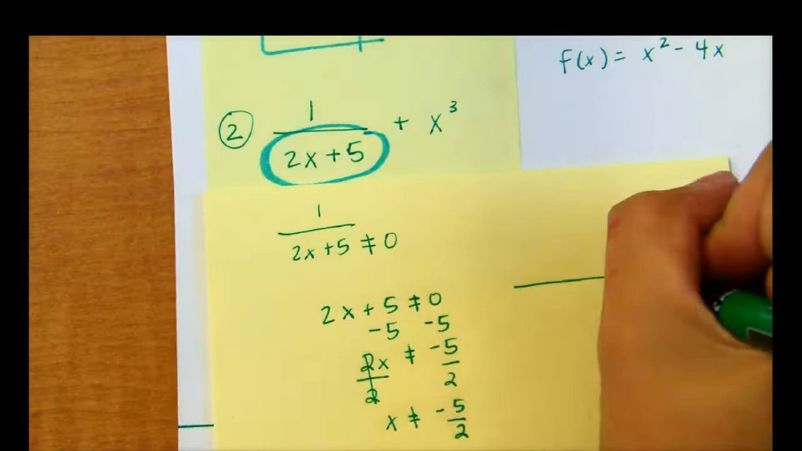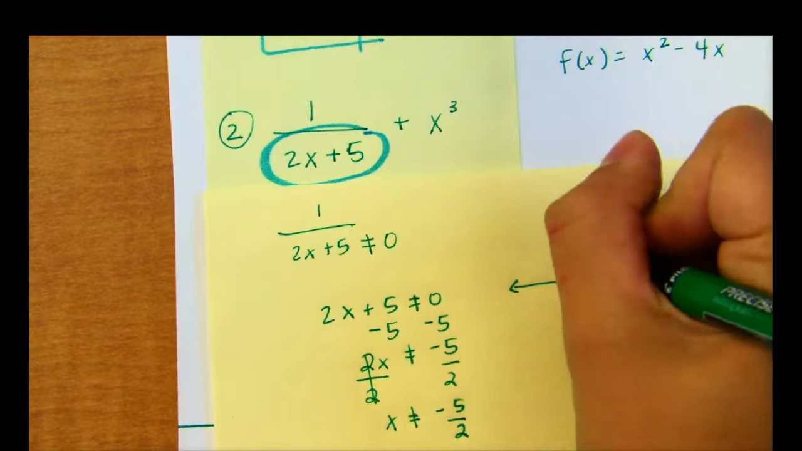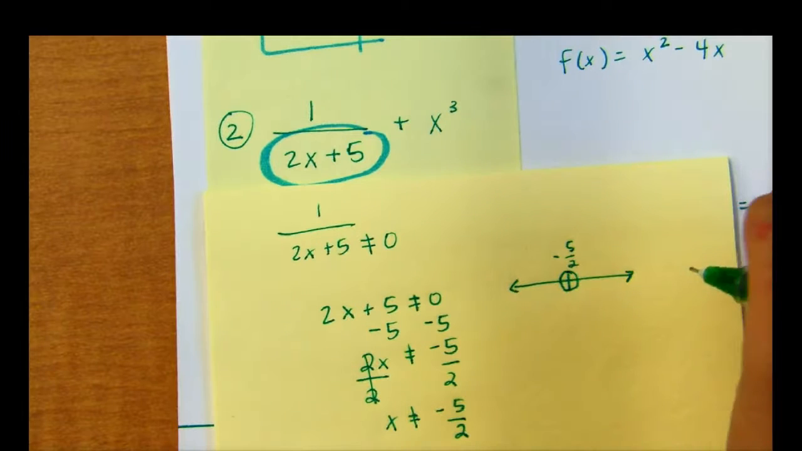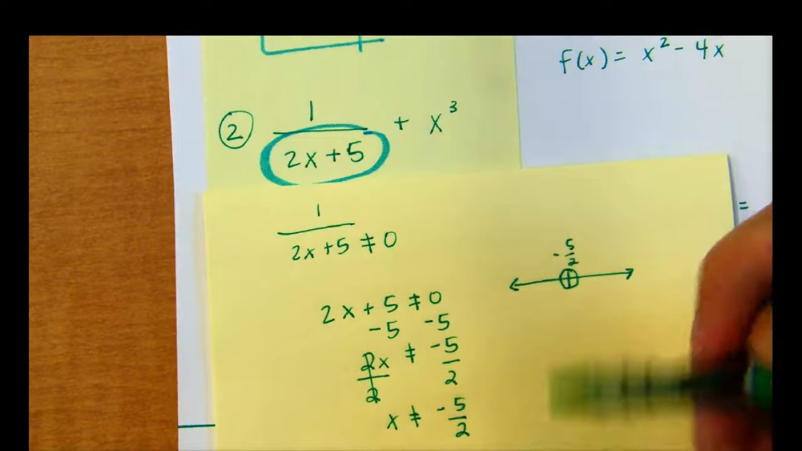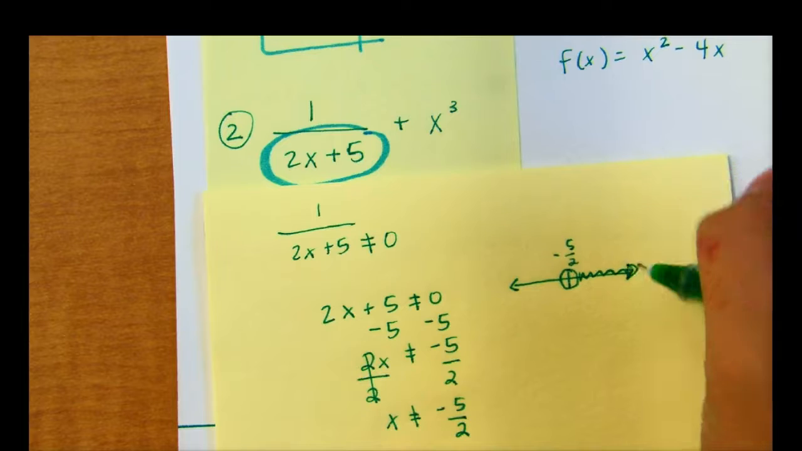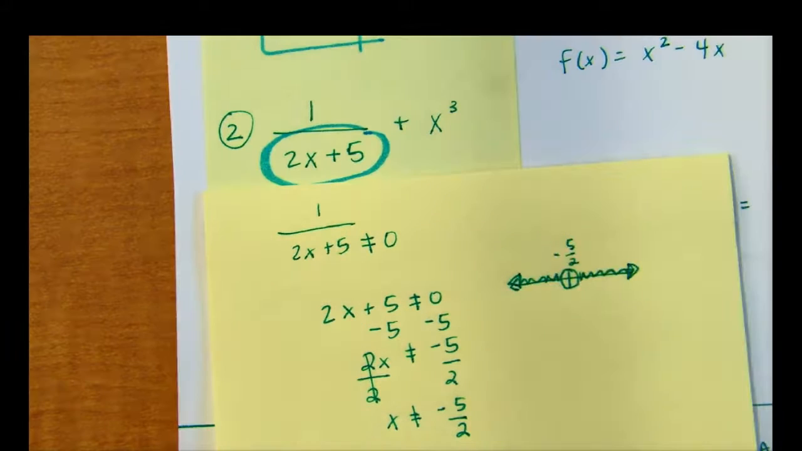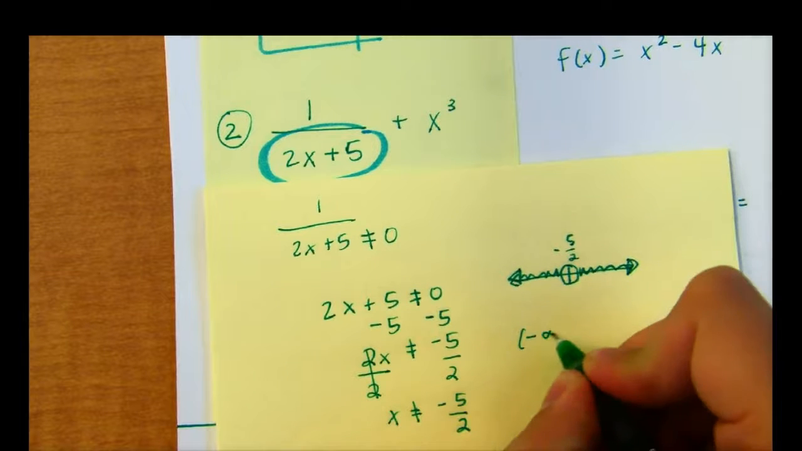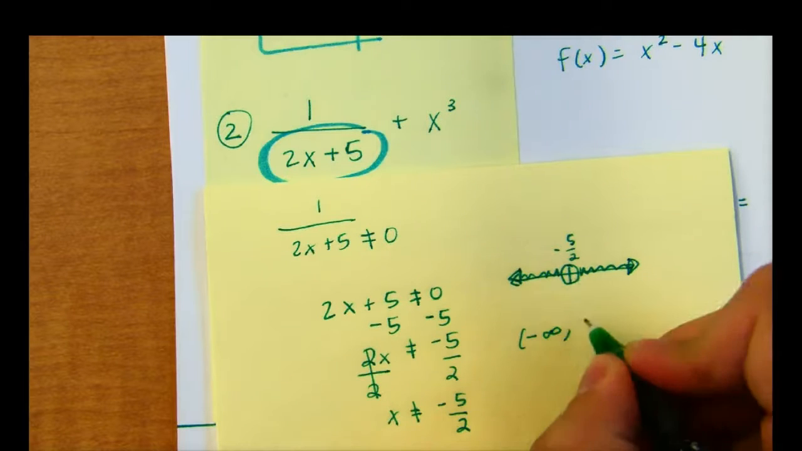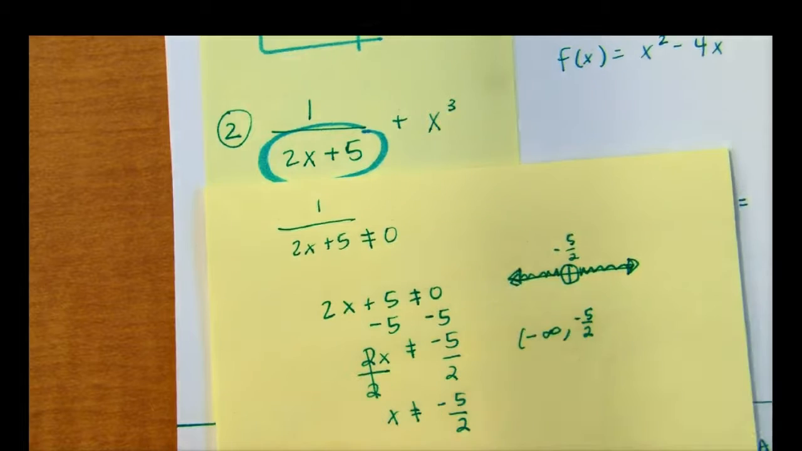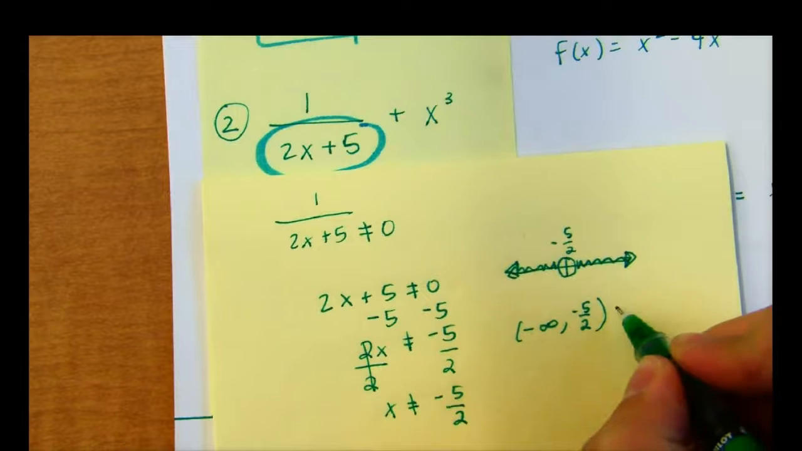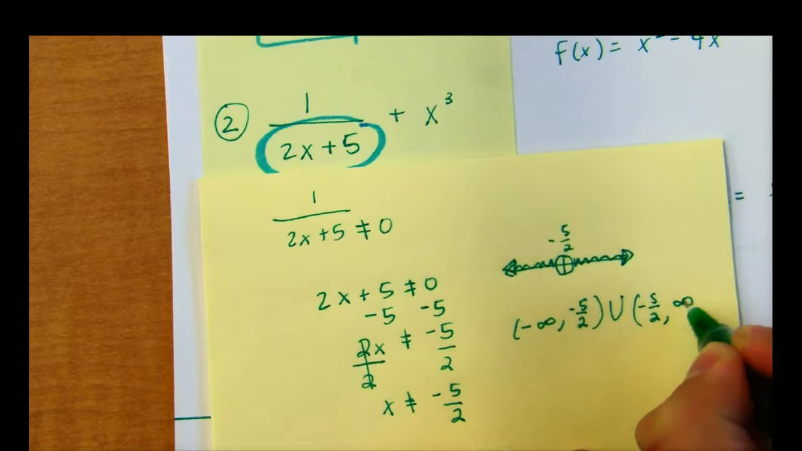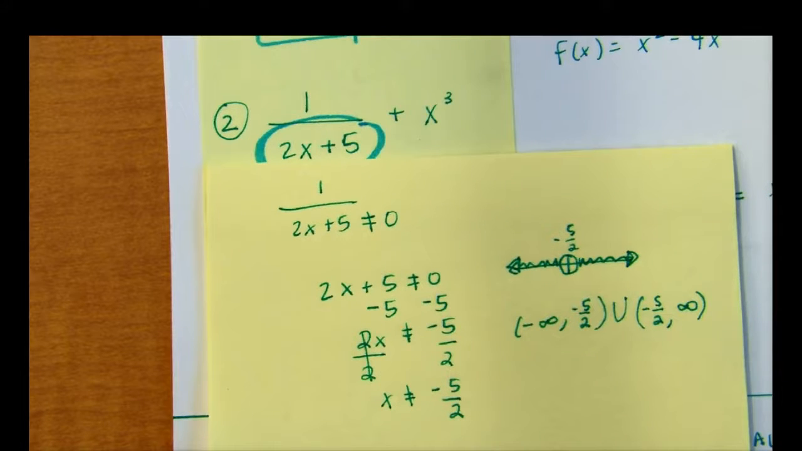Well, if I graph this on a number line, here's negative 5 over 2. If x cannot equal negative 5 over 2, I'm going to put an open circle. However, x can equal anything else, just not this one value. So I'm going to shade to the right and to the left. When I write this in interval notation, my solutions start at negative infinity and go to this solution, negative 5 over 2. Since it's an open circle, it gets a parenthesis, union, and then they start up again at negative 5 over 2 and go to infinity. So that would be my interval notation.